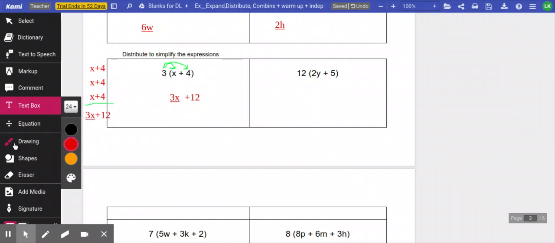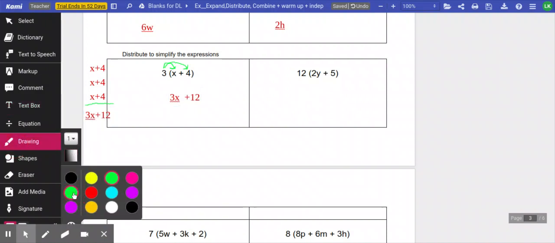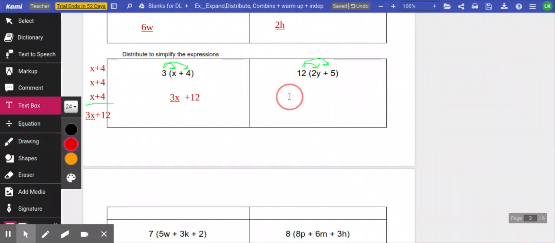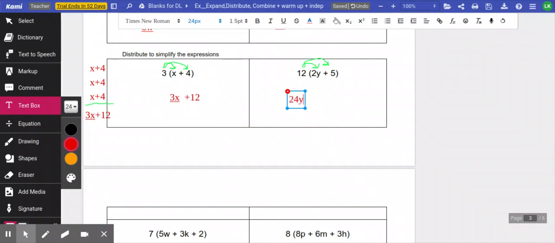All right, let's try another one. This time we're only going to use the shortcut. Why? Because writing 2y plus 5 12 times, that would take forever. So let's do this. Looks almost like a part of a rainbow. All right, so first is your 12 times 2y. What is 12 times 2y? 24y. And I see a plus sign in the middle, so I'm automatically going to put my plus sign. And now what's 12 times 5? It's 60. You got it.